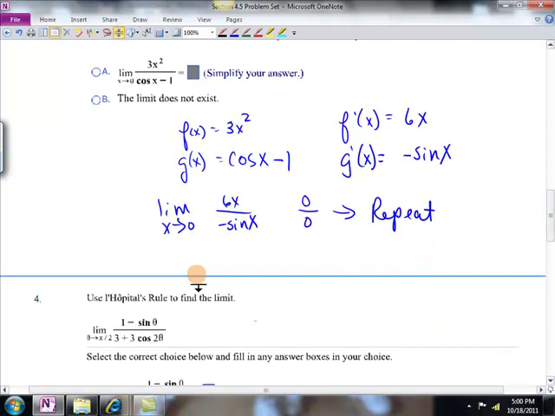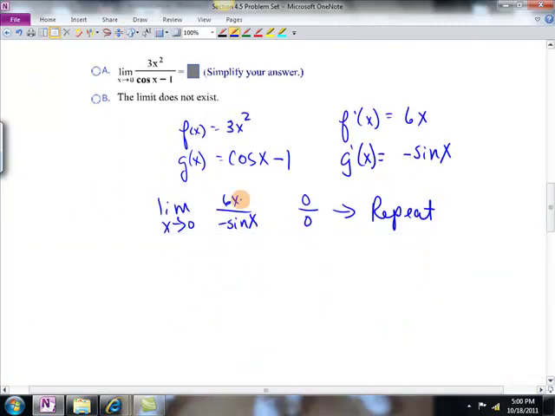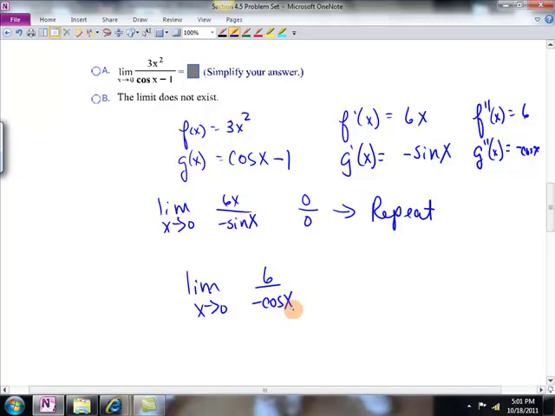Okay, a little bit more room. So now we'll take the derivative of the top. So f double prime of x is 6, and g double prime of x is negative cosine x. So we have the limit as x approaches 0 of 6 over negative cosine x, and cosine of 0 is 1. So we're going to have this negative out here, so we've got negative 6 over 1, which is negative 6. Okay?